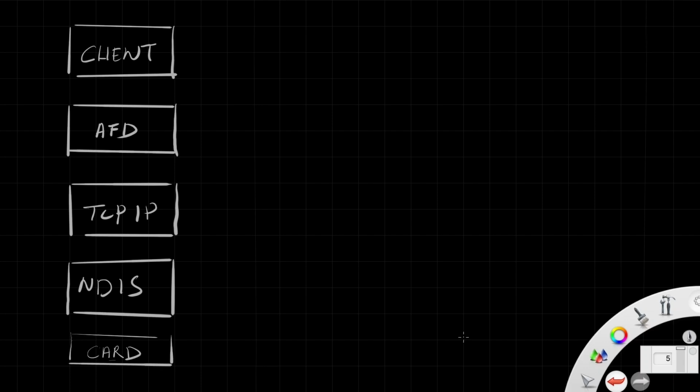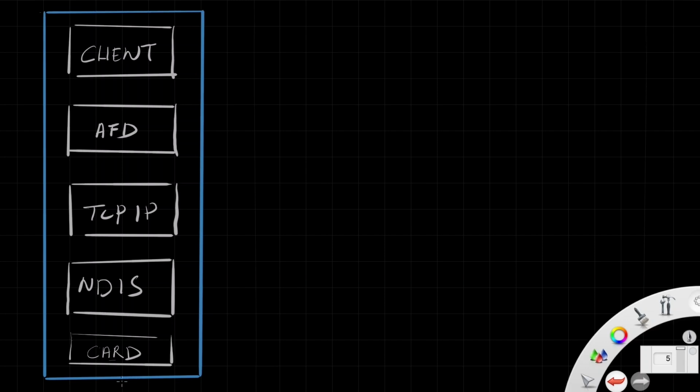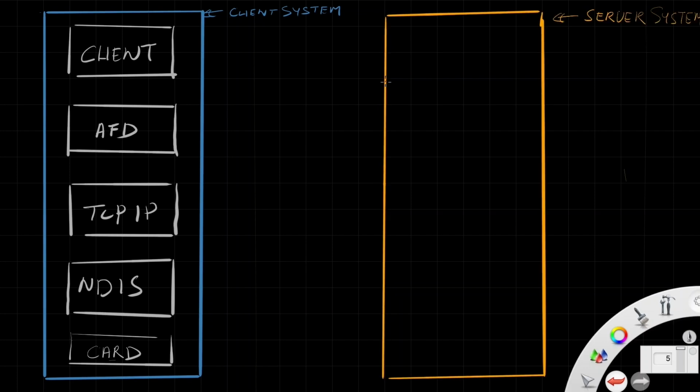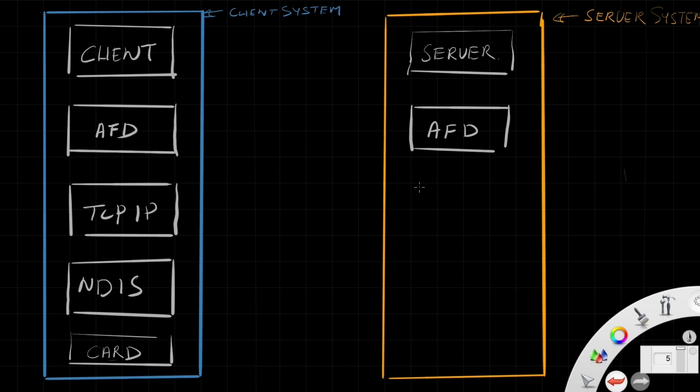Similarly, for the server computer, so this is the client computer. Let me draw that. So this is the client computer. This blue box is the whole computer, including the card. Now, this is the server computer. Again, another box we are drawing for the server computer. So this is the server. Now in the server, also we have the server program, which is in Python. Then the server also has the AFD, same driver. We have seen that in the tools. Again, same TCP/IP is also here, and NDIS is also here.